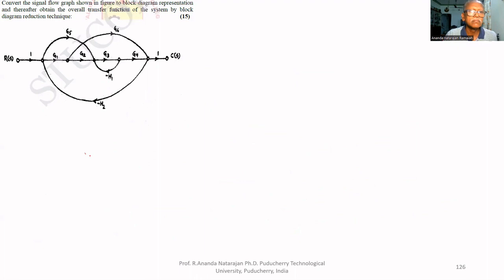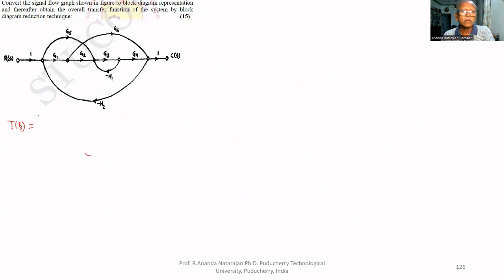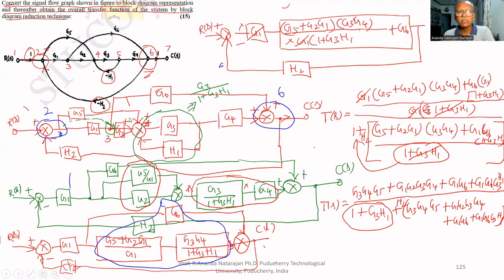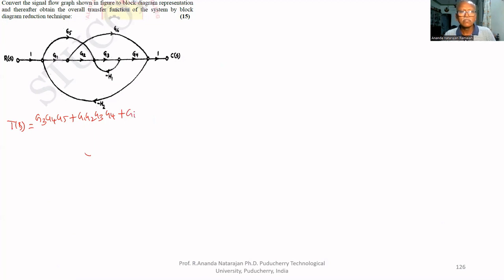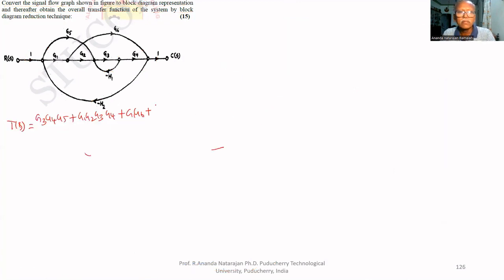Overall transfer function is P of S equal to G3, G4, G5 plus G1, G2, G3, G4 plus G1, G6 plus G1, G3, G6, H1, that is numerator.